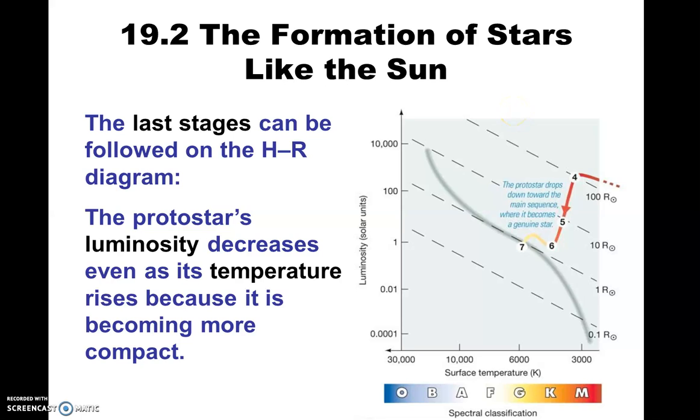Given the exact same temperature but different luminosities, and in fact that's how we know about these things over here, which are called white dwarfs. They are extremely hot. These things are up around B stars and O stars, but they're way down here in luminosity because they're tiny, they're physically small.